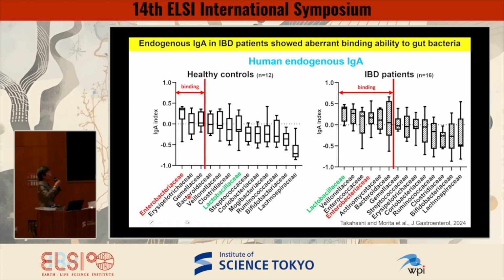Their IgA, probably good quality IgA, can bind to the Enterobacteriaceae. This is an E. coli group. So harmful one, it's okay. And the Lactobacillus or Bifidobacteriaceae is a non-binding bacteria. That is okay. Their IgA can distinguish the bad one and the good one.